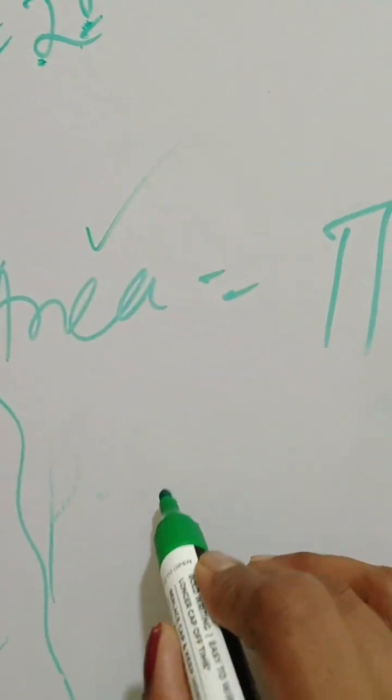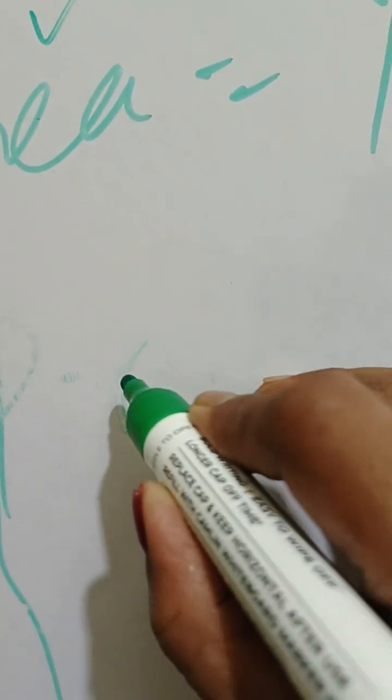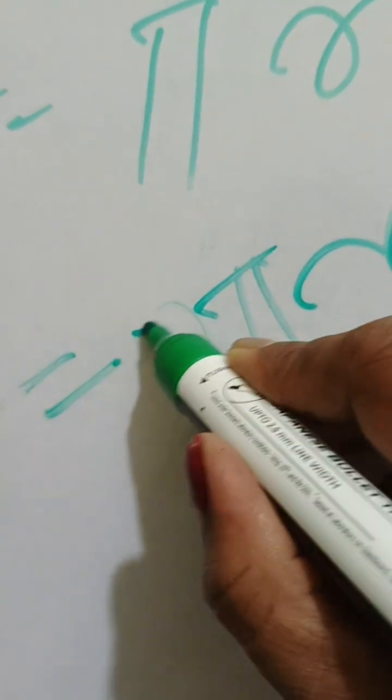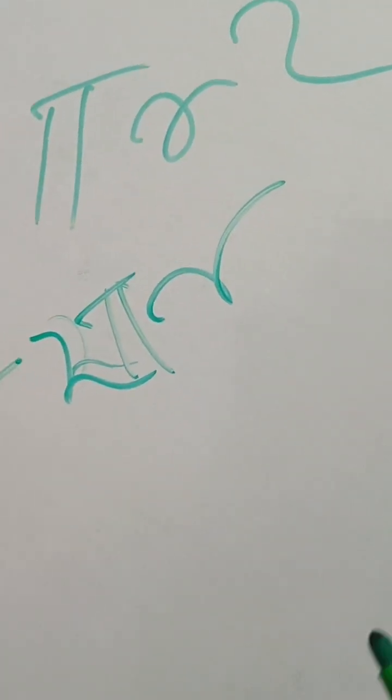It is area, so a square unit is used to write the area of a circle. Now come to the circumference. How to get the circumference of a circle? Suppose you are asked to find the circumference of a circle. It is 2 into pi into r. So 2 pi r gives you the circumference of a circle.